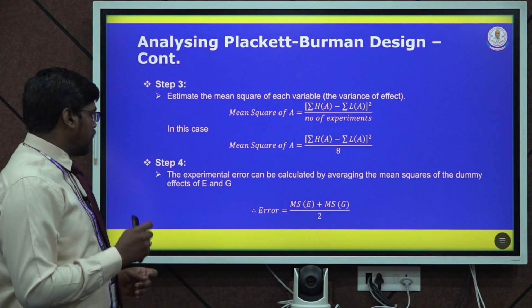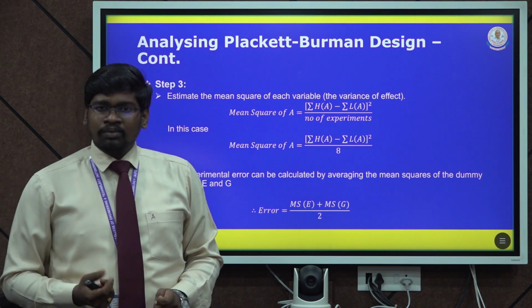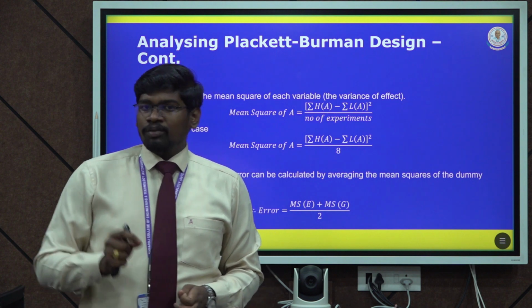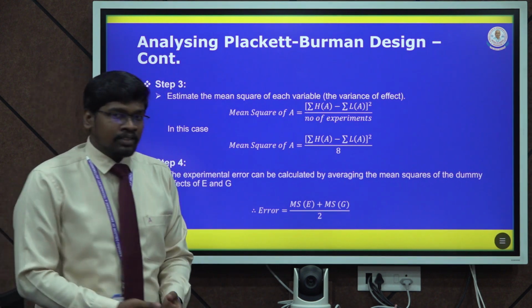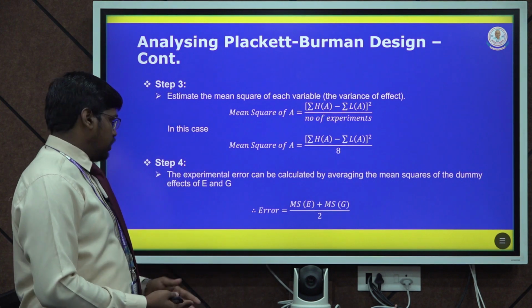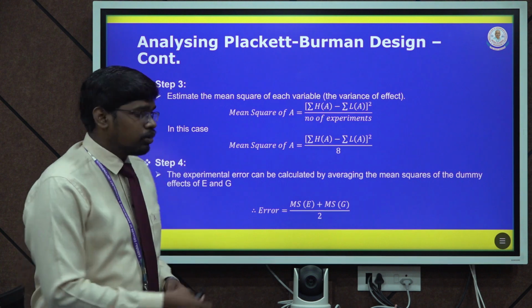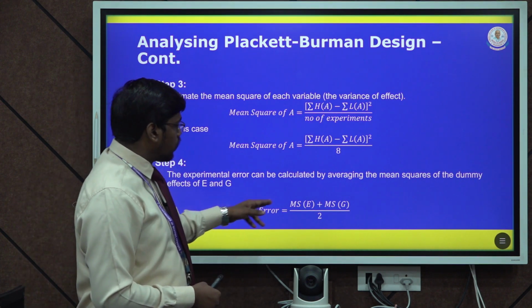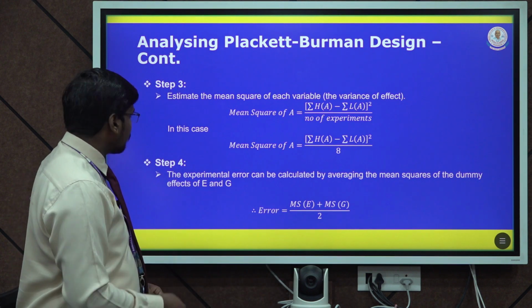The fourth step is to identify the error of the experiments. Like I said earlier, the effect of a dummy variable should be 0. If the effect of a dummy variable is not 0, it represents an error. So we can find the error by averaging the mean squares of all the dummy variables. In this experiment we have taken E and G as the dummy variables. So the mean square of E plus the mean square of G, divided by 2, is our error.